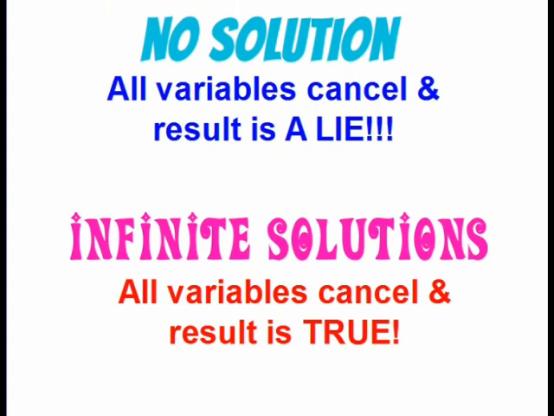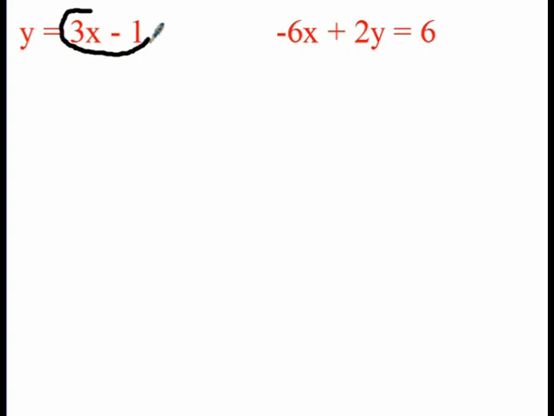All right, let's review this again. This only is a possibility if all variables cancel. Again here, all variables have canceled. This is the only way that you can have no solution or infinite solutions. So if you still have an x, or if you still have a y, your answer will not be no solution or infinite solutions. Let's do another example. So in this one, you see that y is already solved for us, so we will circle this and draw an arrow to what letter over here? Hopefully you have chosen y, because it says that y equals 3x minus 1. So I will rewrite this equation exactly the way it looked before.